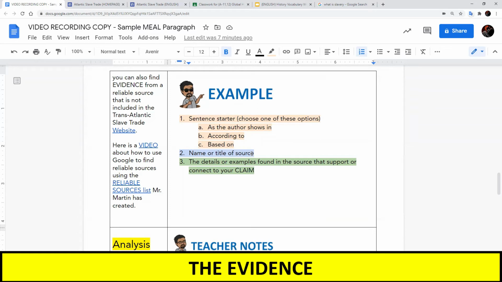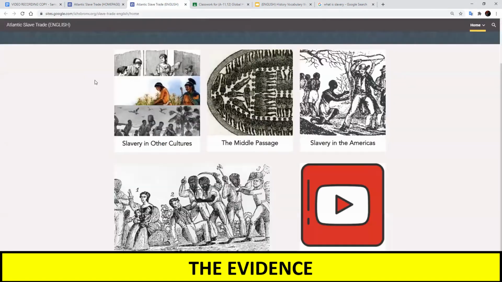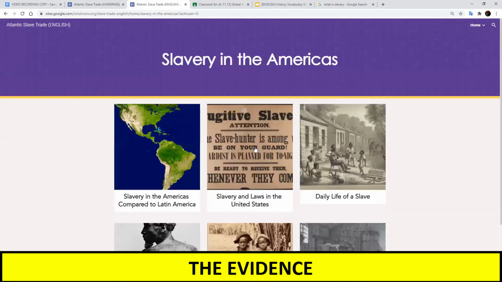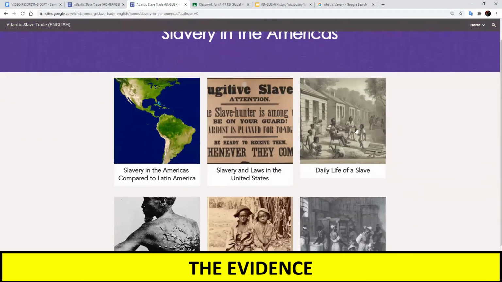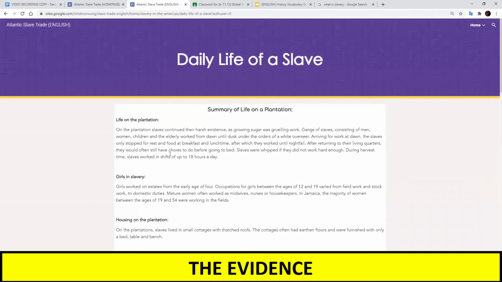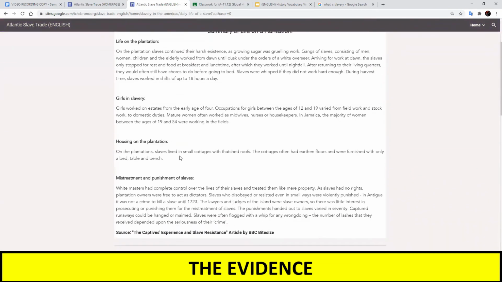In case this is a little confusing for you, I can show you right now examples from the website. Let's say, for example, you are looking for evidence about how slaves were treated in the Americas. If I click here, it has lots of different topics, right? Maybe you want to look at the daily life of a slave, and here you have some details, and for all of these details, the name of the source is here at the bottom. Source: The Captives' Experience and Slave Resistance article by BBC Bitesize. So this is what would be considered the name of the source.